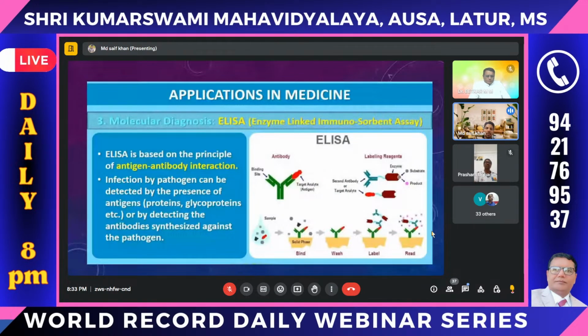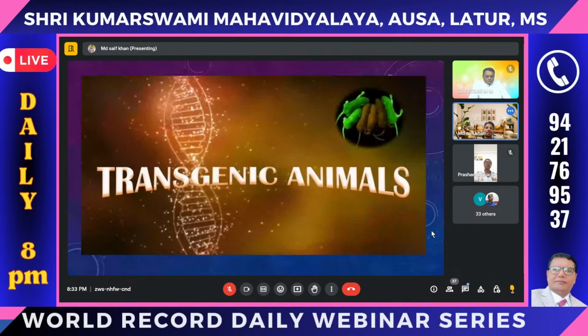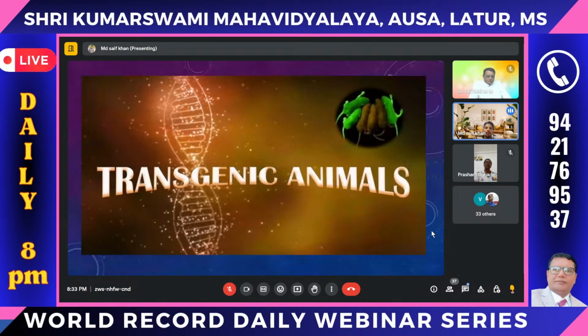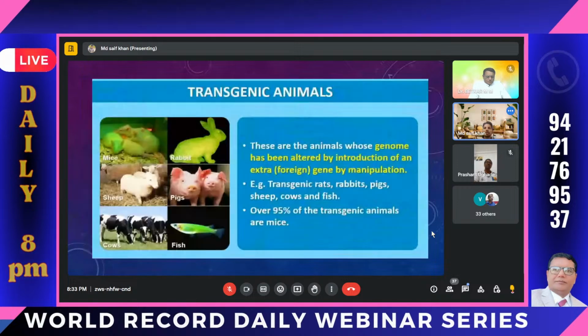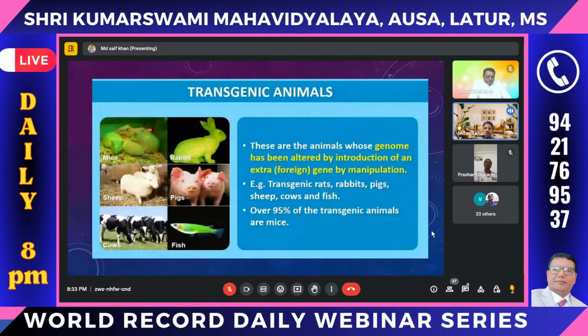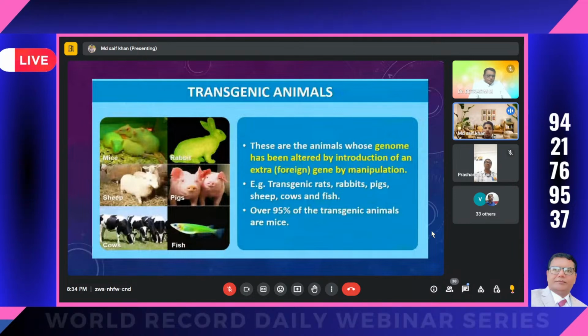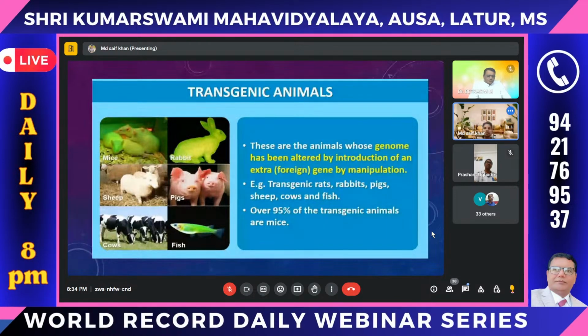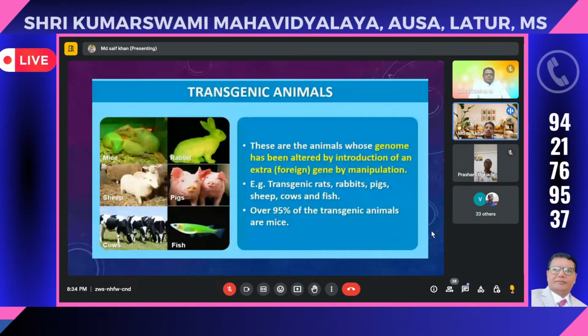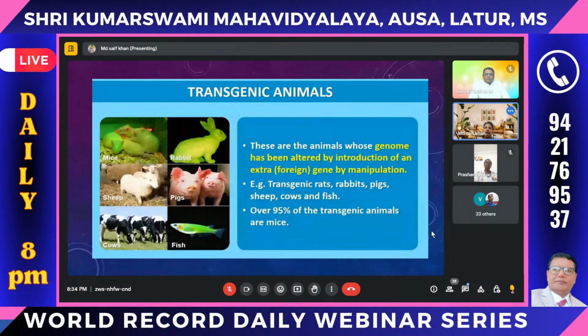Another application of biotechnology is the production of transgenic animals. Here are some examples of transgenic animals. What we did in a transgenic animal is manipulate the genome. We incorporate an extra foreign gene into the DNA or genome of that organism, converting it into a transgenic animal, right? Examples are transgenic rats, rabbits, pigs, sheep, cows, and fishes.